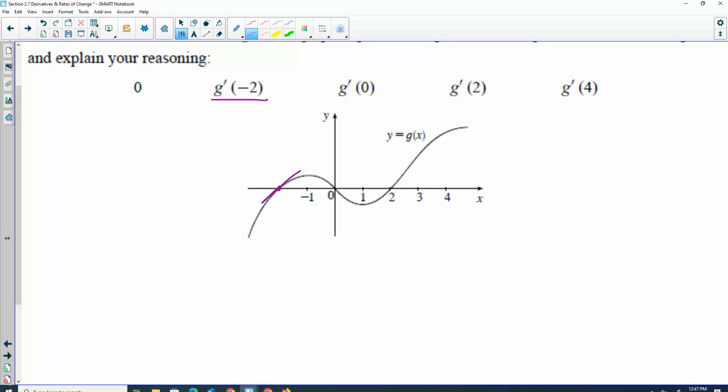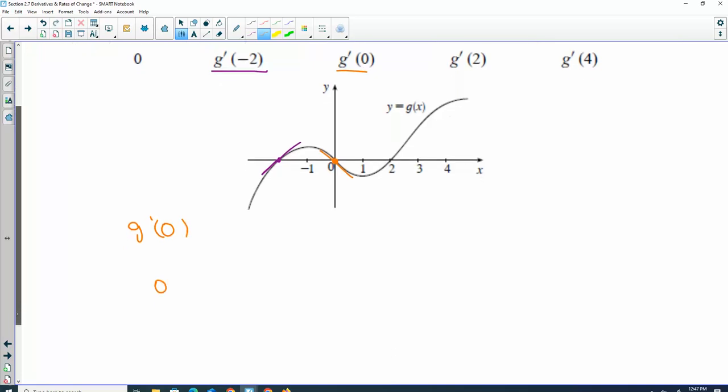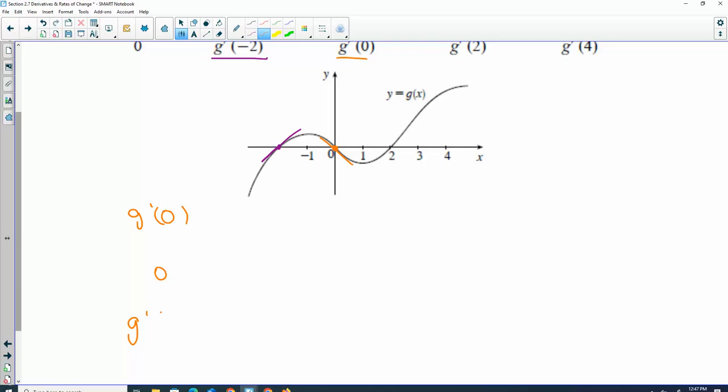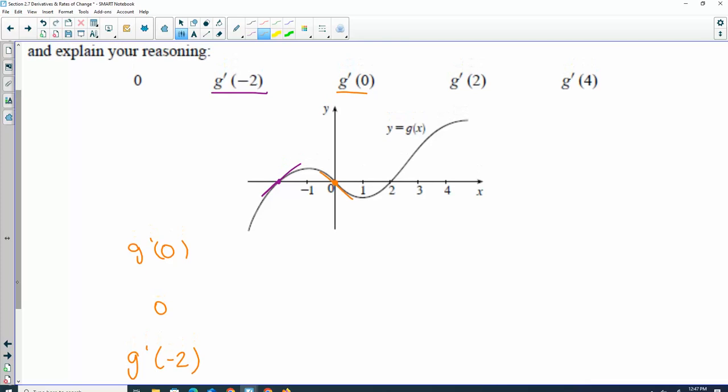Okay, g prime of 0. So that's the derivative at 0. What kind of line is that going to be? Linear. But it's decreasing, so it is negative. All right, so if I'm putting these things in order, so far, g prime of 0 is my smallest. 0 is in the middle. We said g prime of -2 is positive, so it's going to go like this so far. G prime of 2. If I estimated my slope at 2, is it going to be positive or negative?